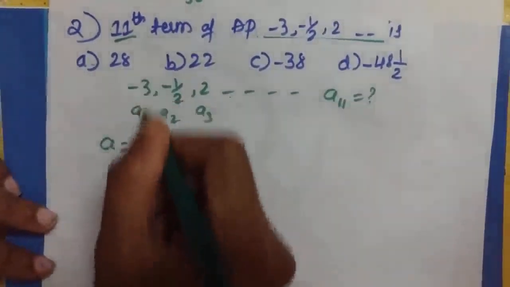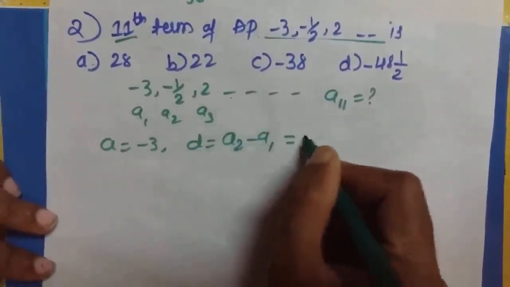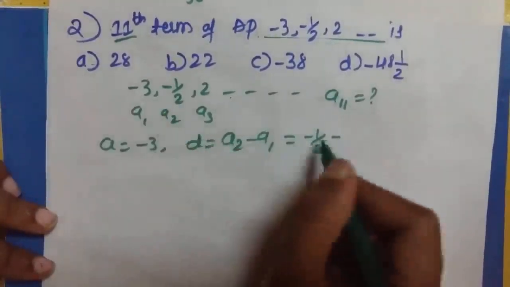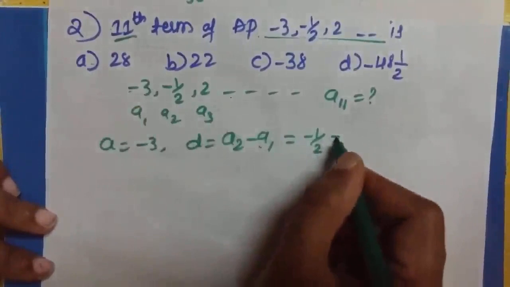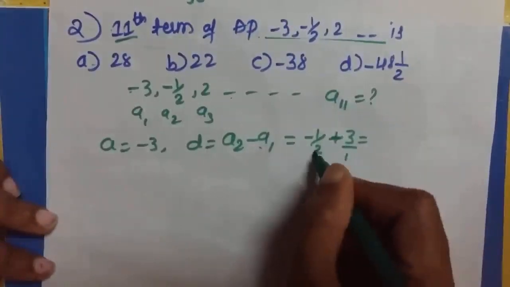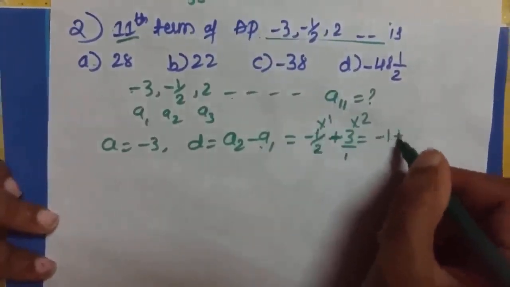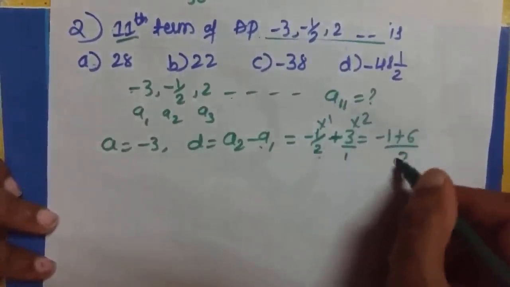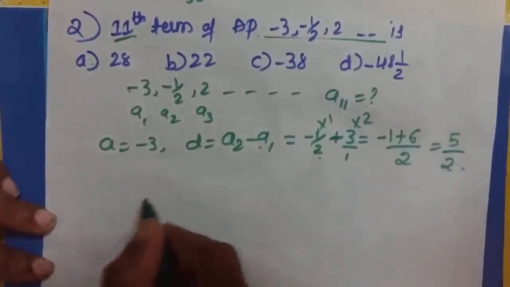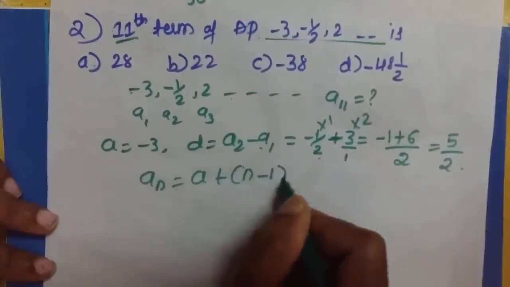Here a, the first term, is minus 3. d, the common difference, is a2 minus a1. a2 is minus 1 by 2 minus a1, which is minus 3. So minus into minus becomes plus 3, equals, the LCM is 2 here. 2 ones are 2, 1 twos are 2. Minus 1 plus 3 twos are 6, divided by LCM 2. This equals 6 minus 1, which is 5, so 5 by 2. So an equals a plus (n minus 1) into d.